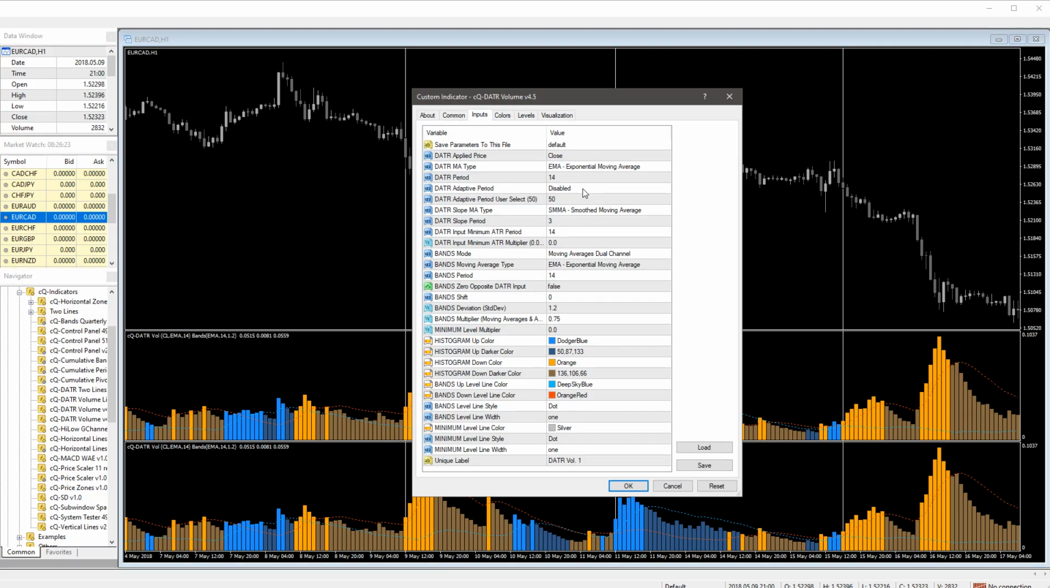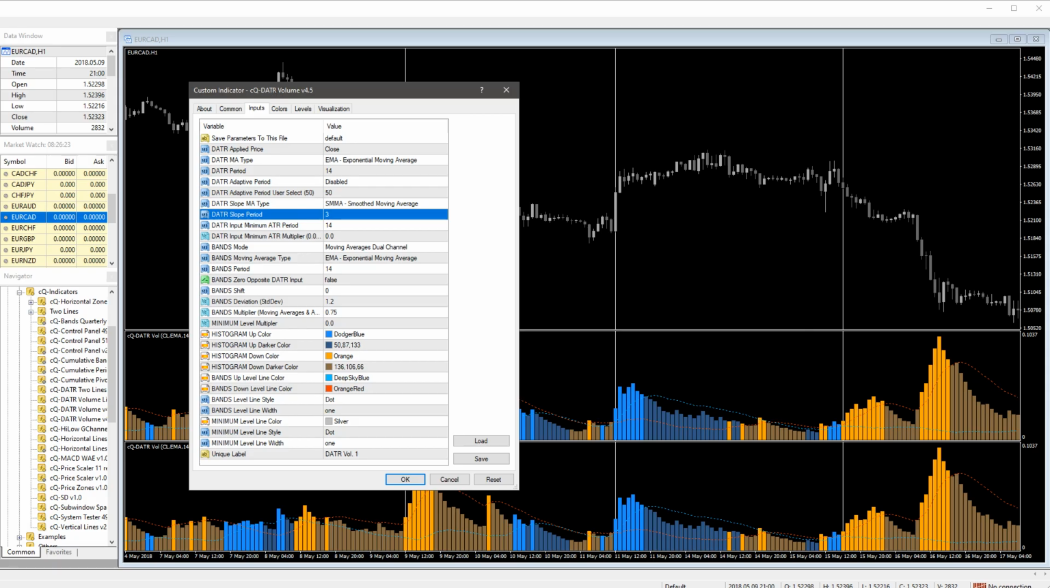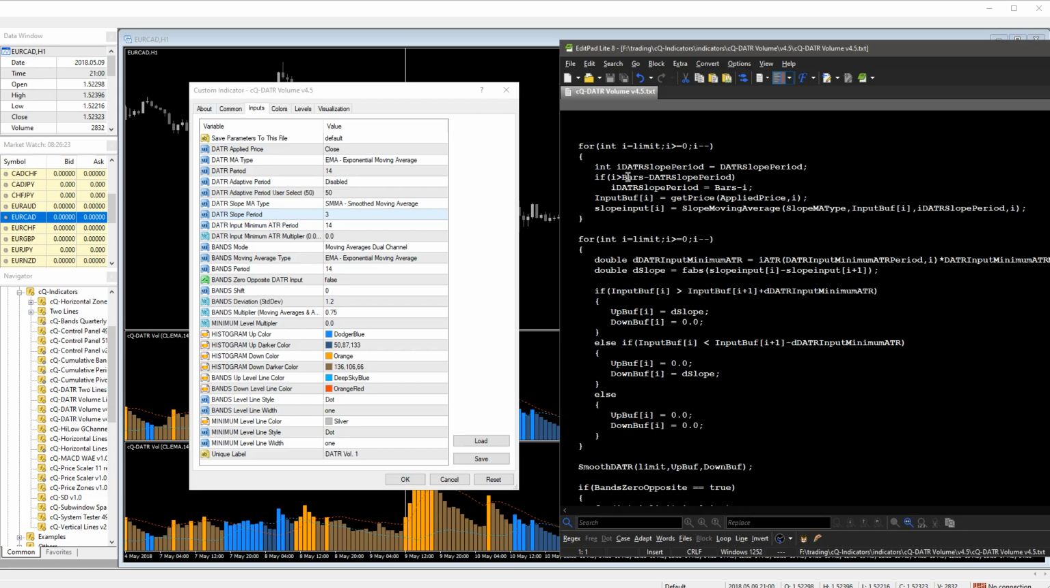In this version, I simplified a few things. I removed the fast and slow slope. This is the actual code, and you can sort of follow it along through here. The input is the close. This is the input right here.